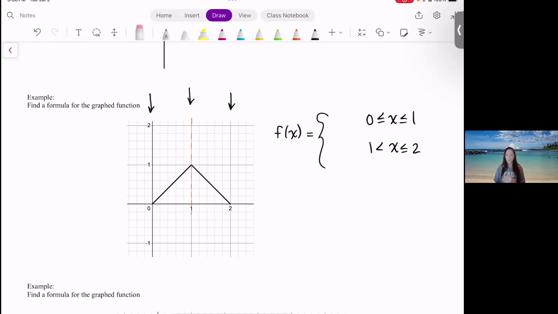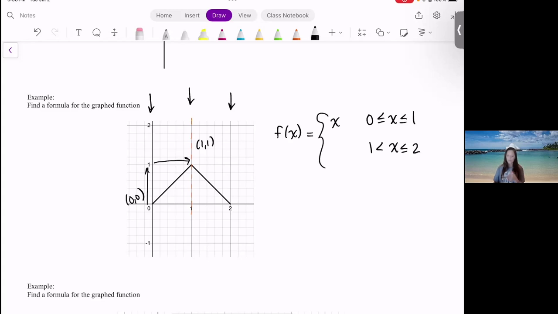Now I need the formulas. I could use the absolute value for this function, or I could just say it's a linear function of y equals x. I know that because this is the point 1, 1. This is the point 0, 0. And my slope is going up 1 and over 1 from point to point. And my y-intercept is 0. This is the function f of x equals x.